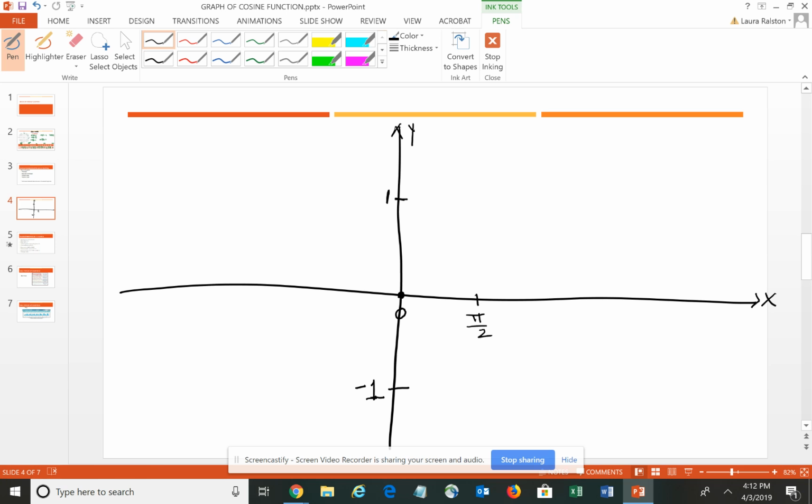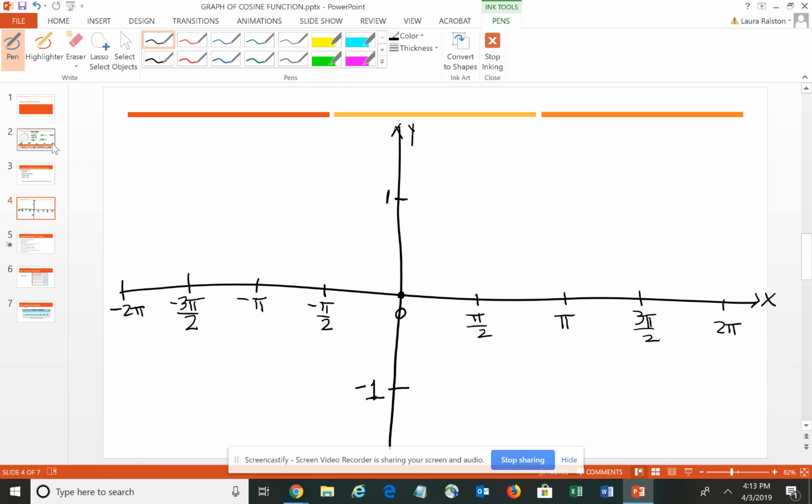pi halves, pi, 3 pi halves, or 2 pi. Now here again, we can also rotate negatively. So I would have negative pi halves, negative pi, negative 3 pi halves, and again, negative 2 pi.